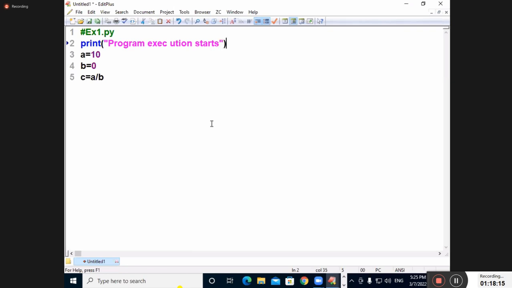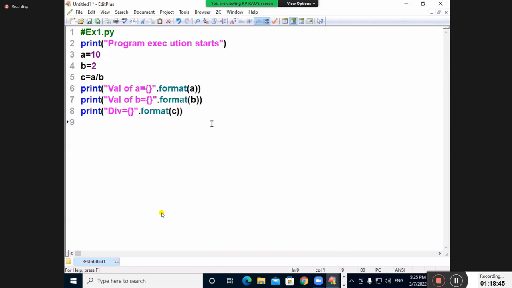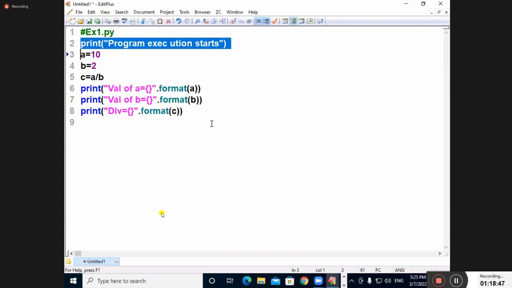Beginning of the program. See, my dear students. Here I say print value of A is equal to dot format of A. Next, print value of B is equal to format of B. Next, I am writing div is equal to C. And then program execution ends.